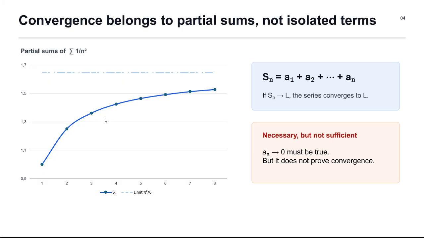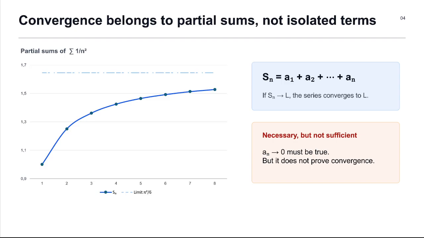Convergence belongs to partial sums. To define convergence, we use partial sums. The partial sum S sub n is the sum of the first n terms of a series. For example, S sub 1 contains only the first term, S sub 2 contains the first two terms, and this process continues as n increases. If the sequence of partial sums approaches a finite number L, the infinite series converges to L. The graph shows that the partial sums of 1 over n squared approach a horizontal limit.